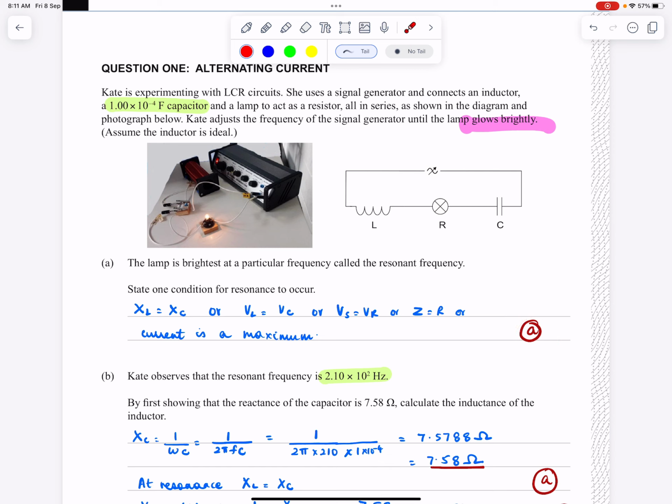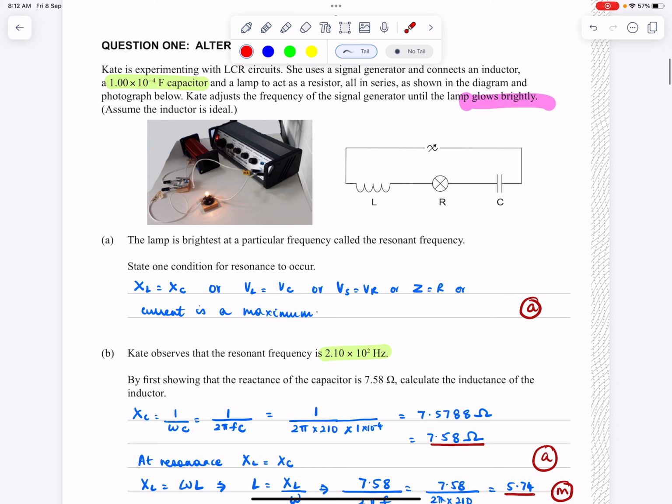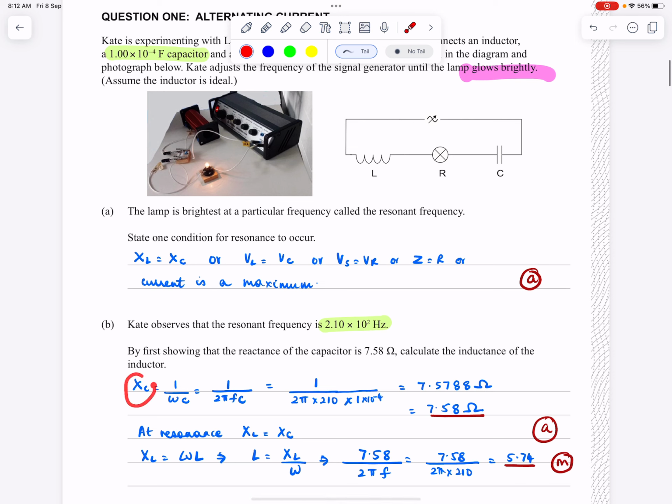Kate observes that the resonant frequency is 2.10 times 10 to the power of 2 hertz, or 210 hertz. So by first showing that the reactance of the capacitor is 7.58 ohms, calculate the inductance of the inductor. Okay, so the first thing we need to do is the reactance of the capacitor. Your formula sheet has XC is 1 over omega C, where omega is 2 pi f. So XC becomes 1 over 2 pi fC. Substitute values. Write down the unrounded answers because that's what markers look for, and then write the required rounded answer. If you just got that much, that's an achieved.